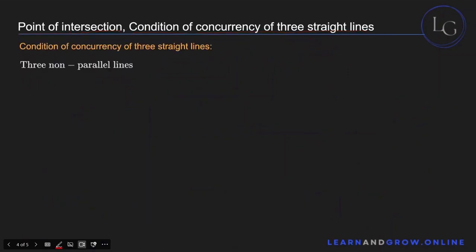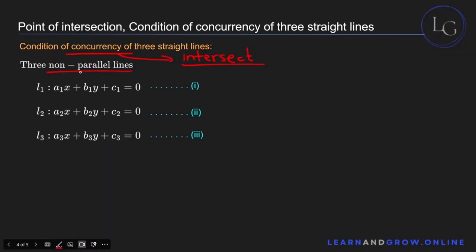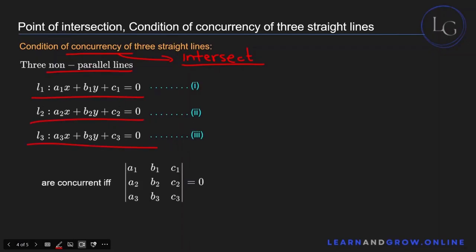Now let's see the condition of concurrency for three lines. Concurrency means that they intersect at a point. So there must be three non-parallel lines, and let's say that these are the three general equations of the three lines. The way to confirm if they're concurrent is that the determinant of the coefficients of the lines must be equal to 0.